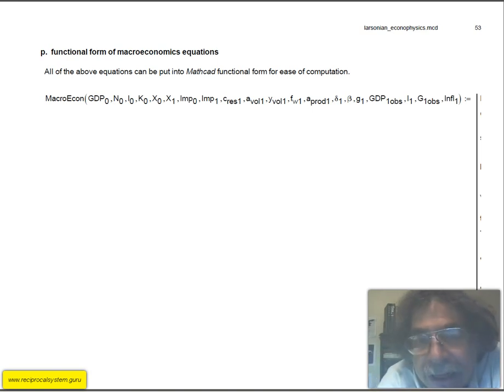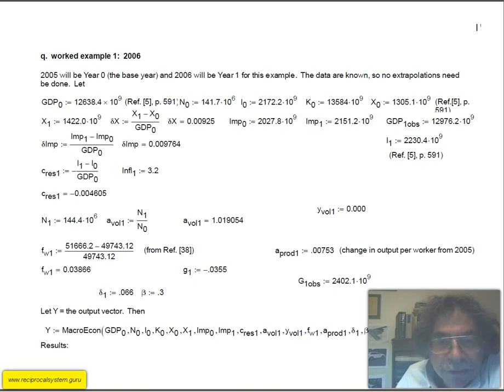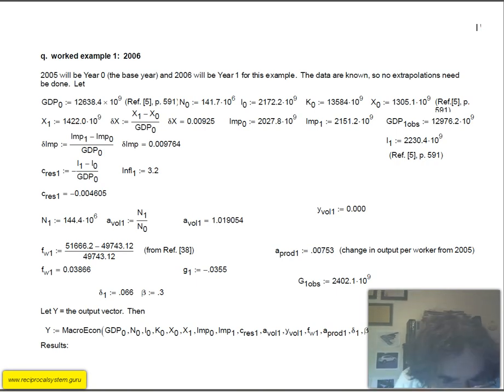Okay, fortunately MathCAD has functional forms, so we can put all the previous equations into a function called Macroecon. All the above equations can be put in MathCAD functional form for ease of computation, and it's really on the other side. We'll take a look at that later. You can't really see the expression. So now let's go look at some worked examples for a number of years.